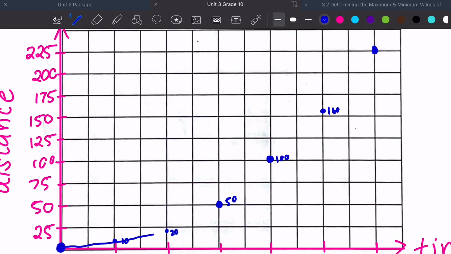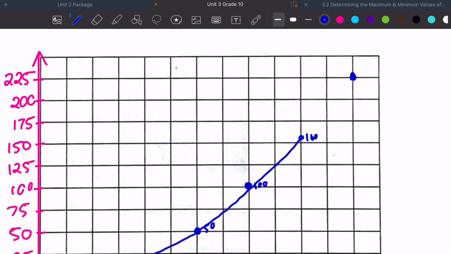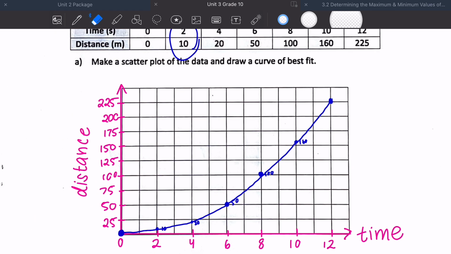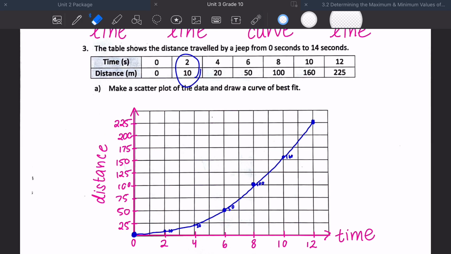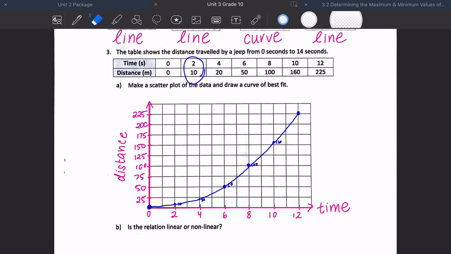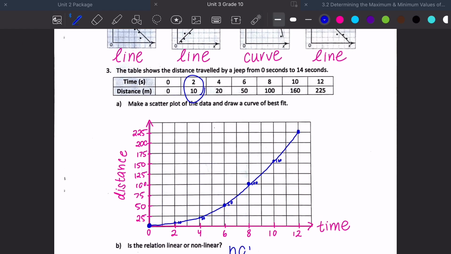Is the relationship linear or not linear? What would you think? What's linear? A line. So is it a line? No. Then it's non-linear, right? So that's all we're calling it. It's not a line, right? So that is non-linear because it's got a curve.